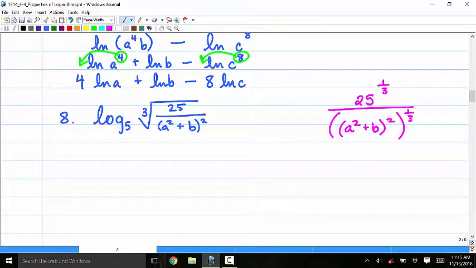Everybody with me? All I did was write the 1/3 power here and here. Okay, 25, how can I write that? 5 to the 2? Yep. So I've got 5 squared to the 1/3.